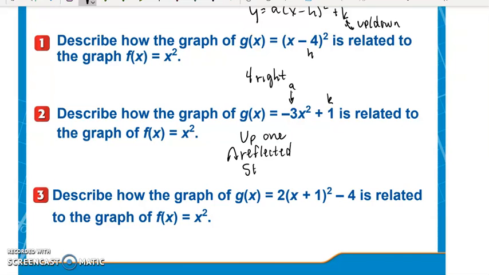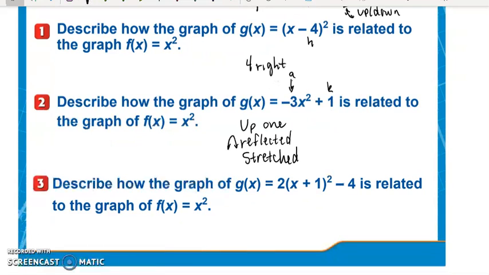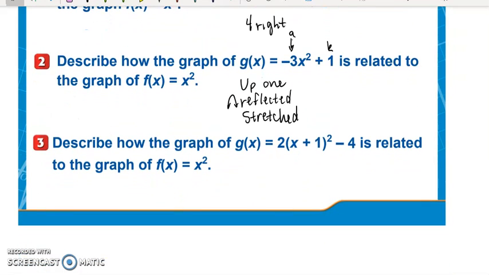And then it's going to be stretched. The last one is going to be stretched. This is our stretcher. Plus 1 means we're going to go the opposite direction, left to right. So we're going to go opposite of the positive. We're going to go 1 to the left. And negative 4 means we're going down 4.